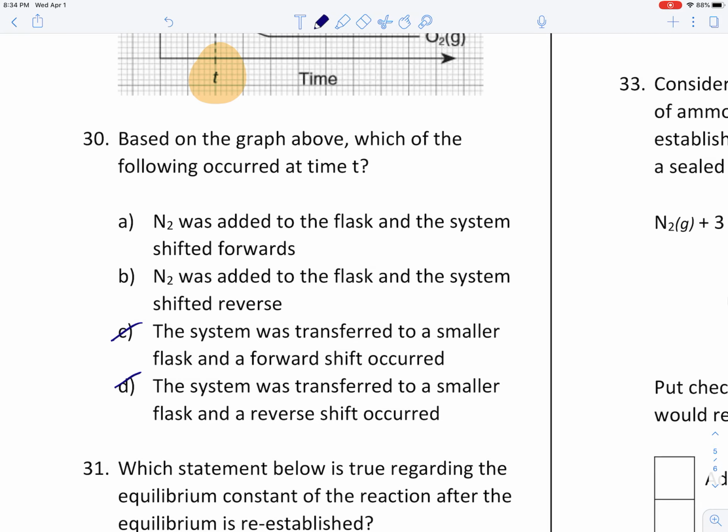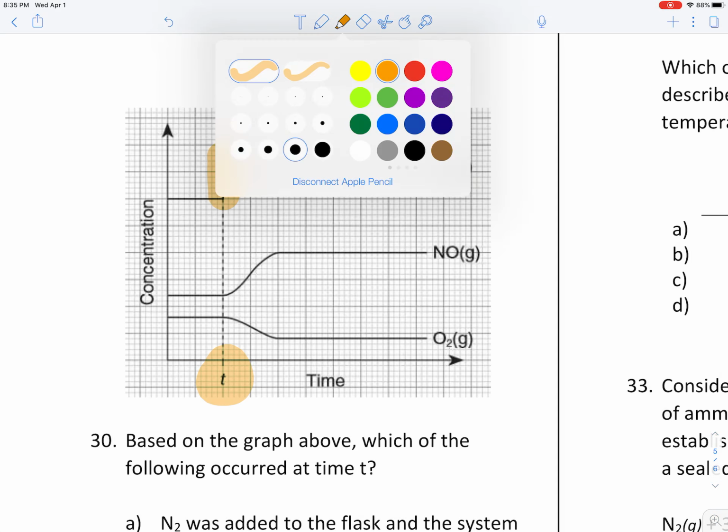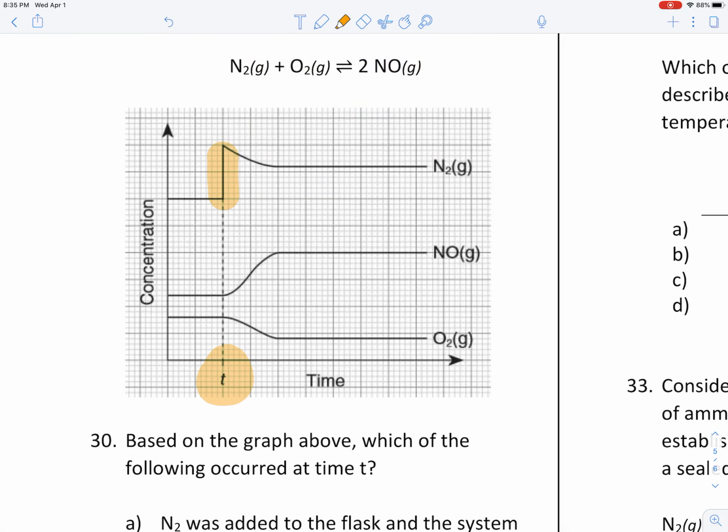So will there be a forward or a reverse shift? Well, we could answer that the same way we were doing earlier by setting up the reaction quotient and looking at that. But we have this graph right in front of us. So looking at the graph, we can see that after we added the nitrogen, its concentration fell, and the oxygen's concentration fell. Well, nitrogen and oxygen are both reactants. So if those are decreasing in concentration, this must be a forward shift. And that means the NO's concentration should have gone up. And sure enough, it did.